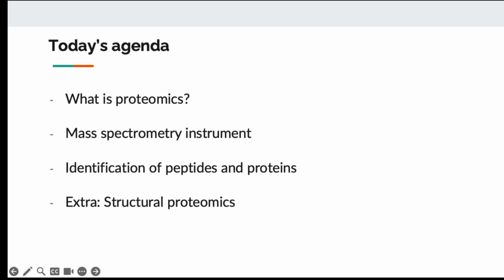Okay, so that's our agenda today. And one extra content will be about how to use mass spectrometry to study protein structure. So not just expression level, but we can also analyze protein structure with this technology.